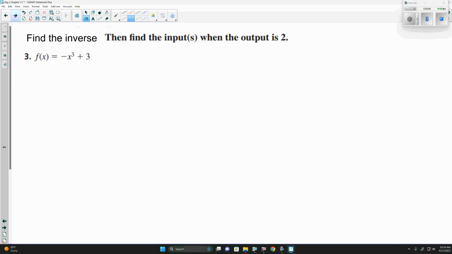This one here, we have a cubic. But the process doesn't change. The first thing we can do is replace f of x with y. Y is equal to negative x cubed plus 3.